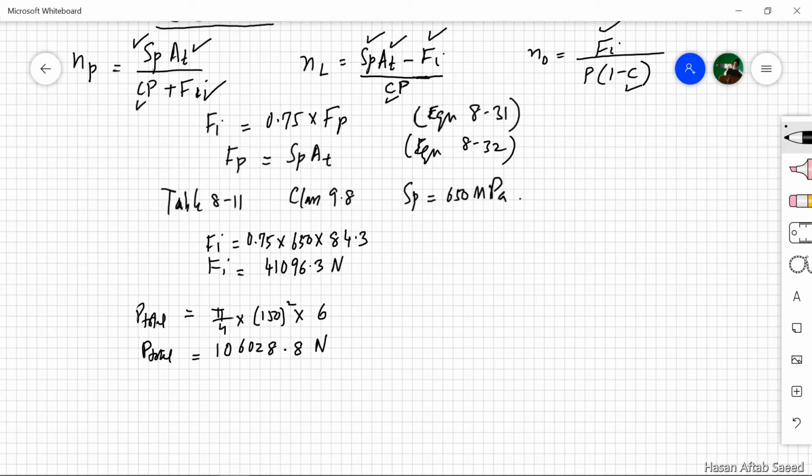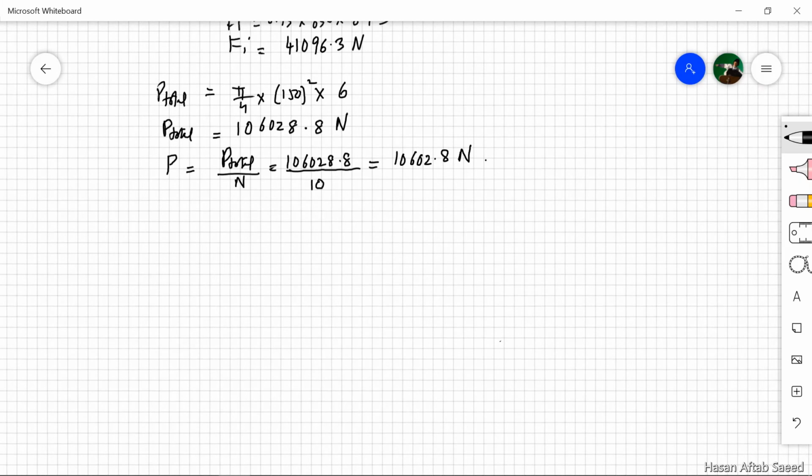Recall that there are 10 bolts, so P per bolt will be simply P total over N, which is in our case 10, because we are going to deal with one bolt, and that turns out to be 10602.8 newtons. Now the rest is simple, because now we also know this P. P is known here. So all it needs is for us to plug in the values. So let's do that now.